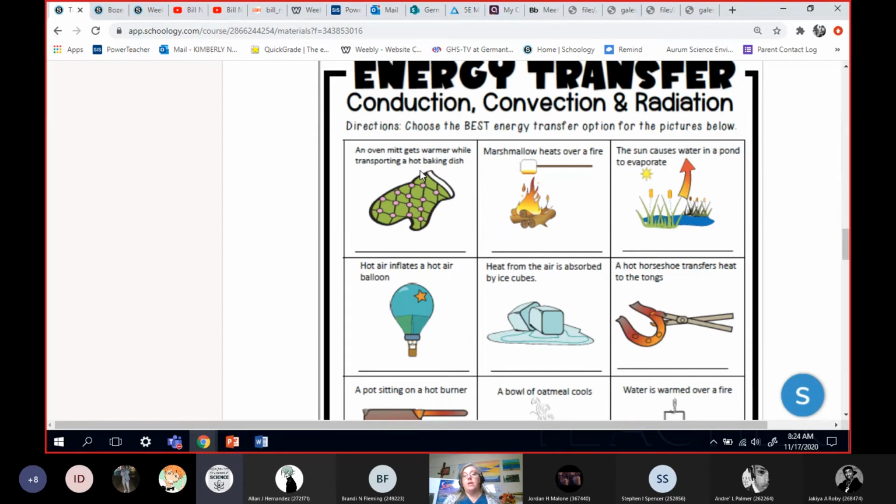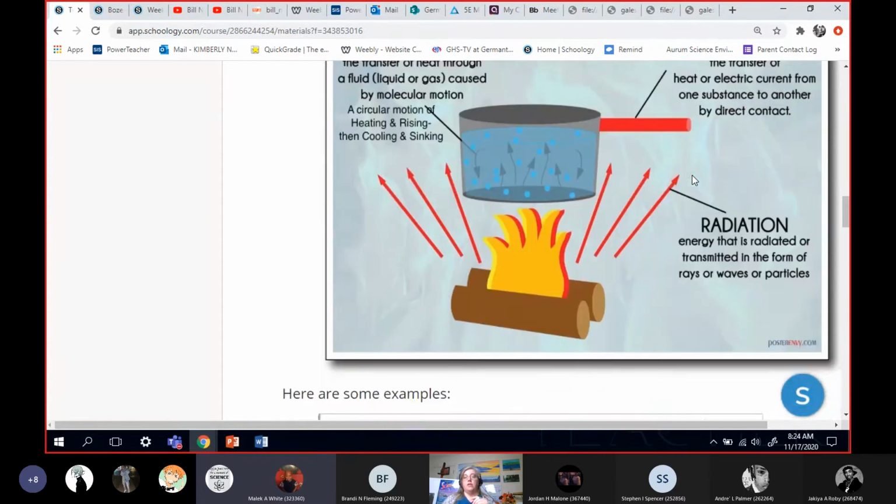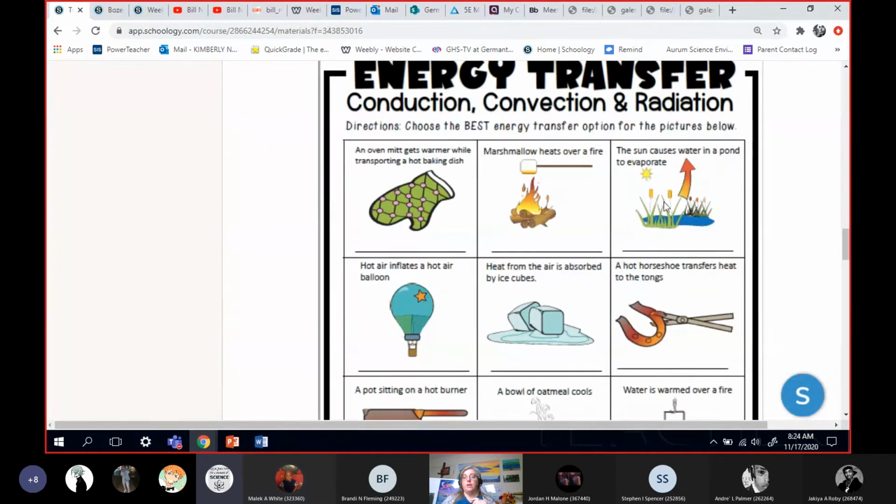How about the sun causing the water to evaporate on the pond? How does the sun's heat get to us? Y'all can answer this one. Which one is that of the three? Which one is the heat coming out in all directions? Radiation. Good. So this is radiation right here because the sun's heating up the pond.